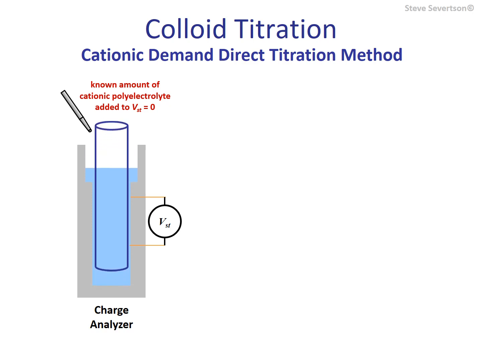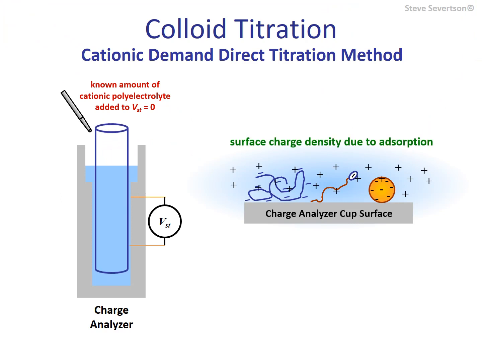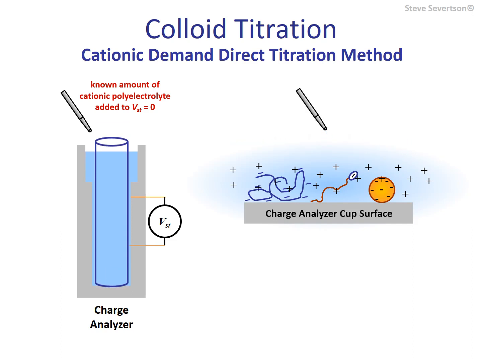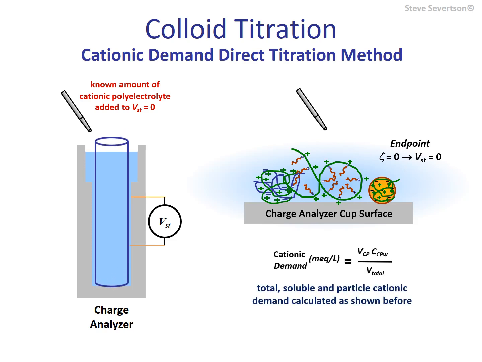As the colloid is added to the cup, some of the anionic material adsorbs to the cup surface, providing it with a negative charge and a negative zeta potential, which is directly related to the streaming potential. As the negative charge is neutralized by the titrant, the zeta potential and thus the streaming potential decline, eventually reaching a value of 0, the endpoint of the titration. Here, calculation of cationic demand for the direct titration method is shown. Determination of the various measures of cationic demand reviewed for the back titration method apply here as well.